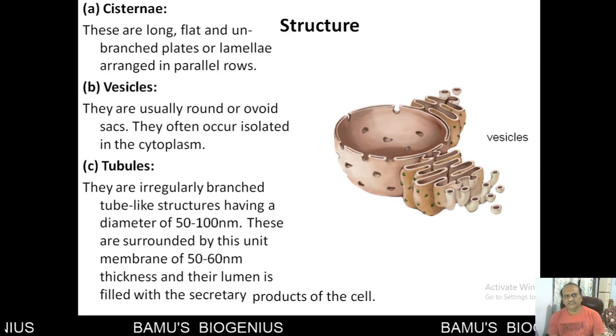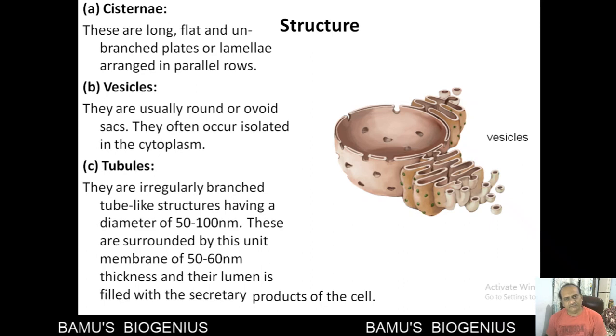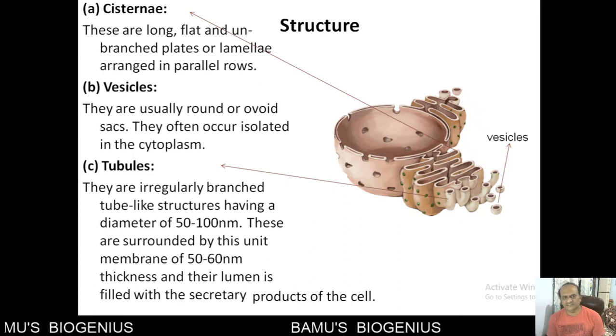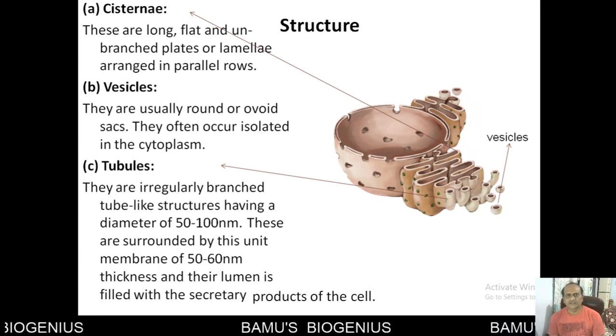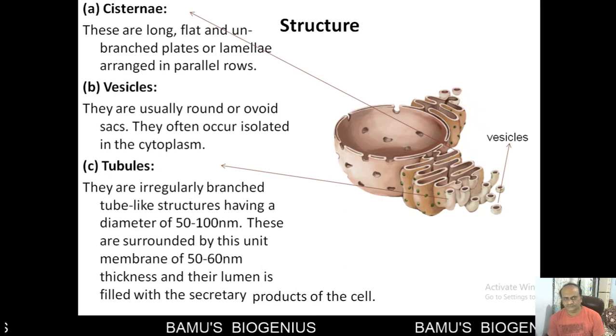So remember that this is a kind of compartment, it has a spatial function. So next is the structure of the endoplasmic reticulum. See, you will find the endoplasmic reticulum is made up of three types of structural features, that is cisternae, vesicles, and tubules.